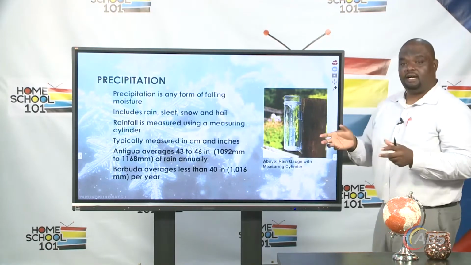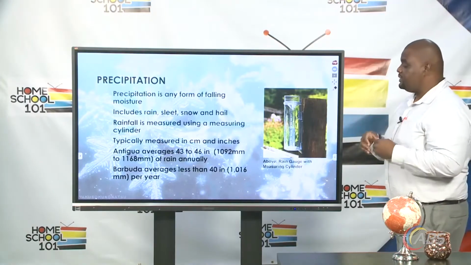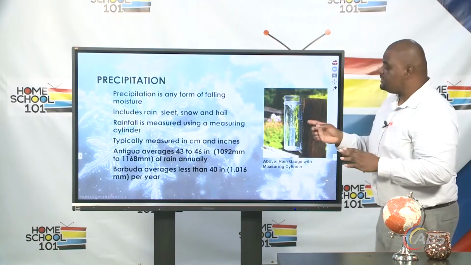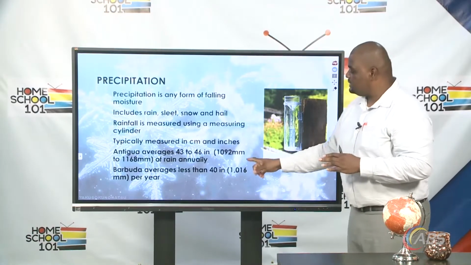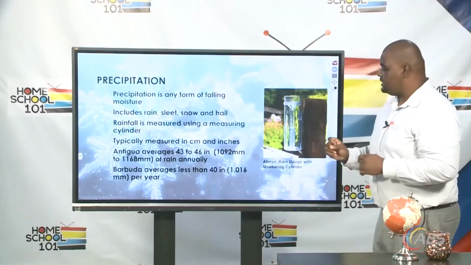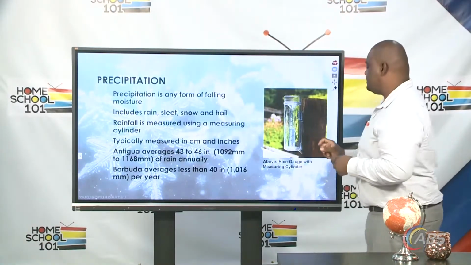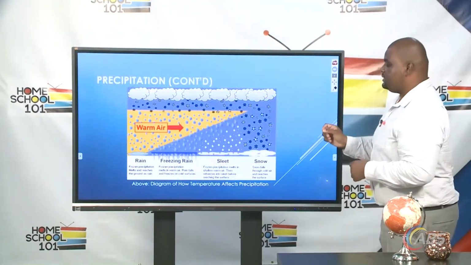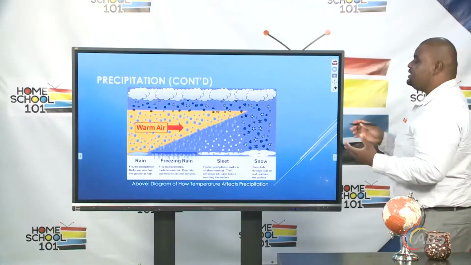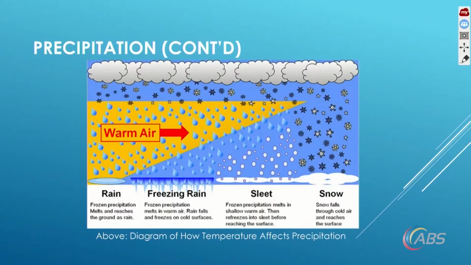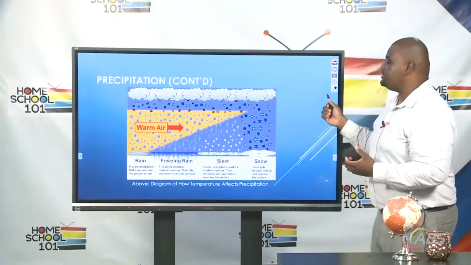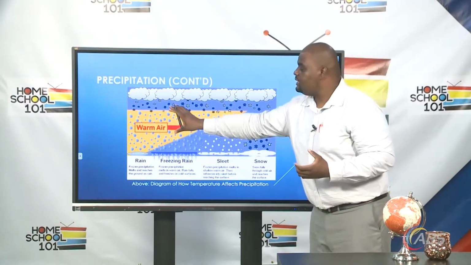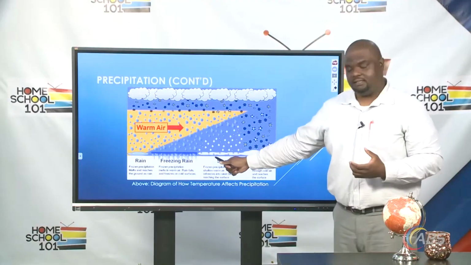In our case, Antigua averages between 43 and 46 inches of rain per year. Barbuda is a little drier, and it's less than 40 inches, or about just over 1,000 millimeters per year. So let's continue. Precipitation. It's influenced by the amount of warmth that's in the area. Even though most of us are not aware, most of the rain actually begins as falling ice crystals. The warmth that's in the air would determine what it ends up as on the ground.